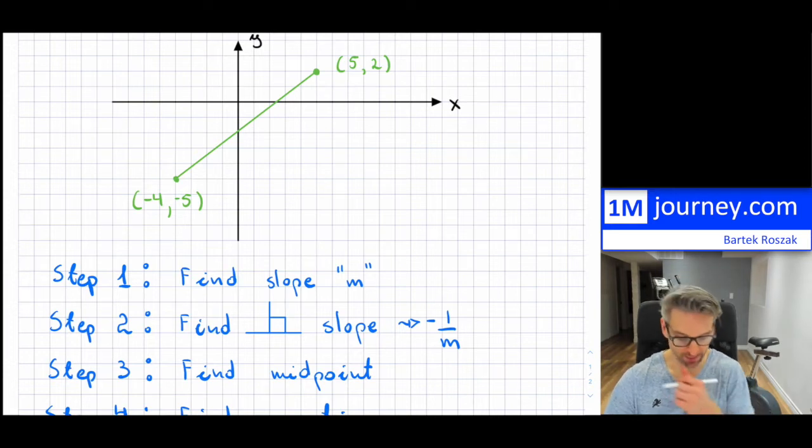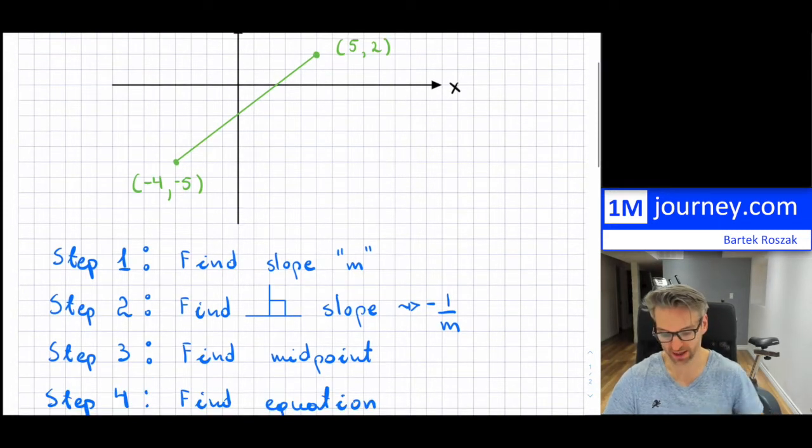Okay, so let's take a look and see those steps in action. So my first step is going to be, now it doesn't really matter if you actually start with step 1 or if you start with step number 3. So finding the slope or finding the midpoint, you're going to have to do either or, so it doesn't really matter. I'll start with the slope.